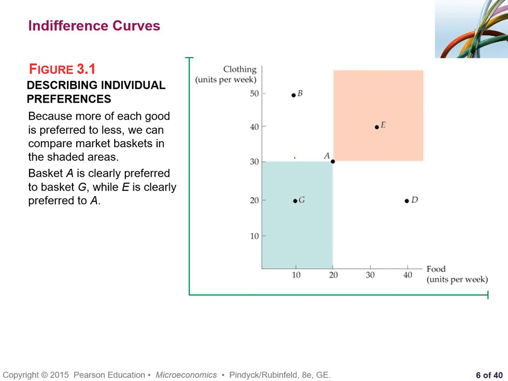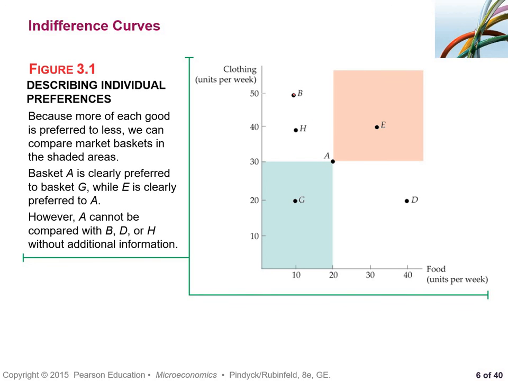Okay, now we have different other points as well. Here we have point B, which is giving us 50 units of clothing and 10 units of food. Likewise, we have point D, which is giving us 20 units of clothing and 40 units of food. Point H is also there, giving us almost 40 units of clothing and 10 units of food. So we have plotted all the information which was available in the table. Now we are going to discuss some other things as well.